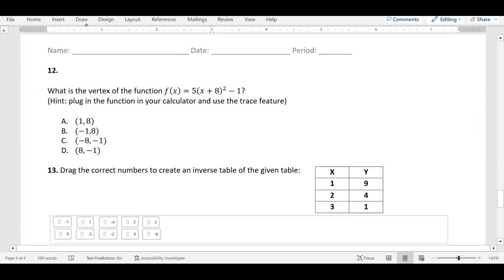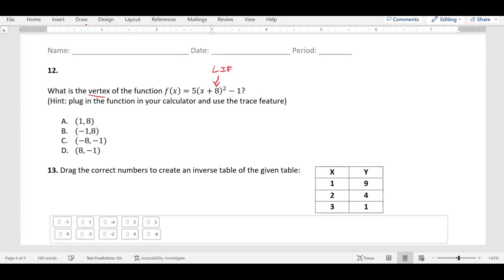Now, I want to get the vertex. There's a few ways to do it. You might remember that insiders lie. We call this H, and we call this K. So the vertex is H comma K, which would be the opposite of positive 8, -8, and then K is -1. That's one way to do it.